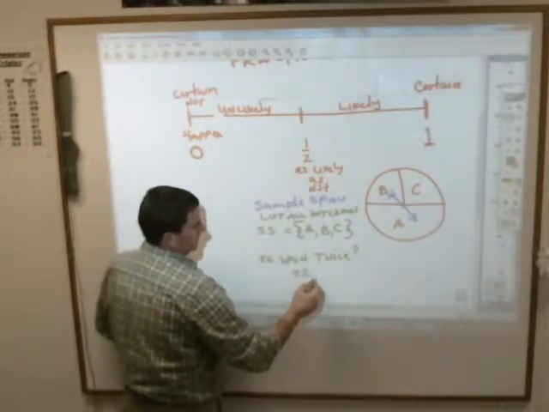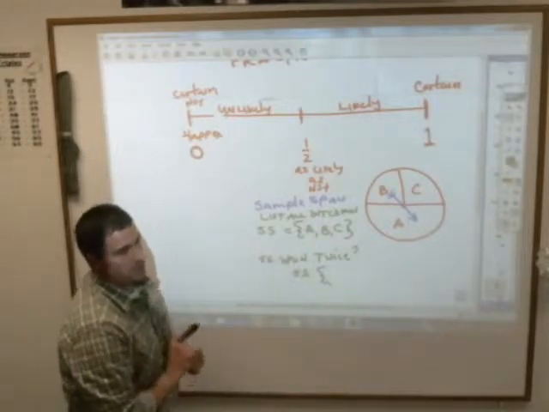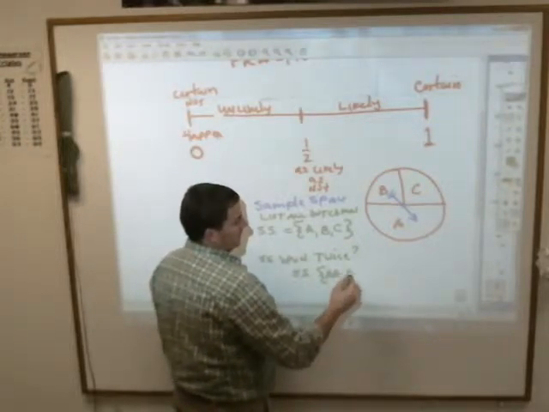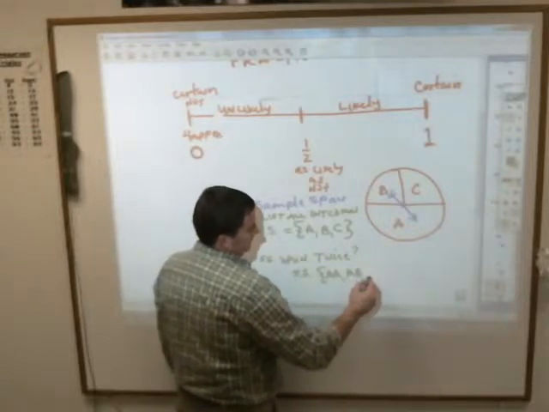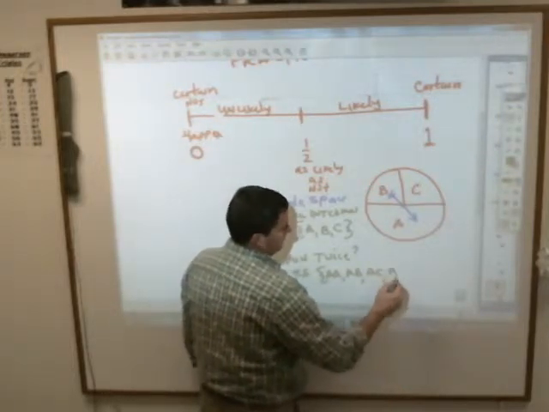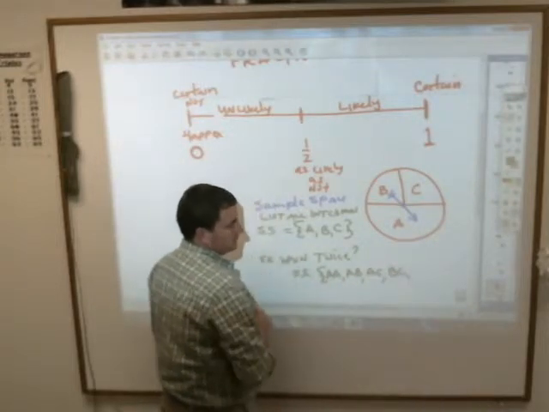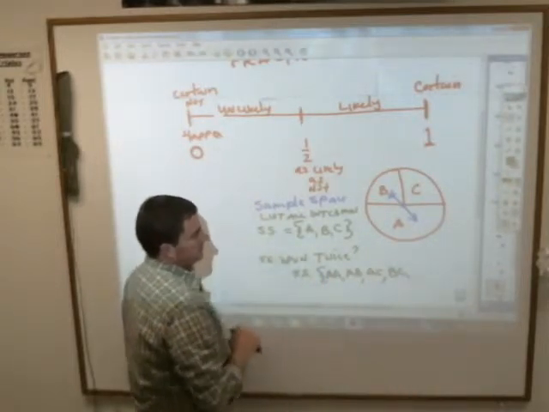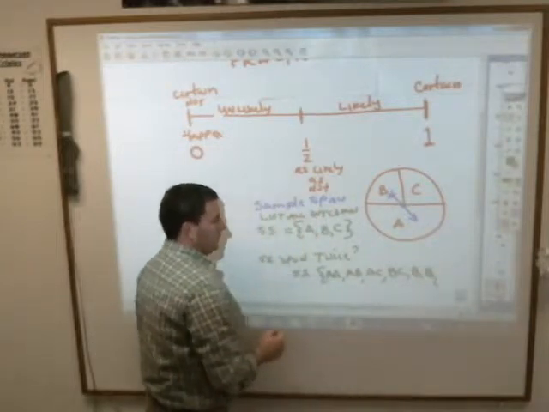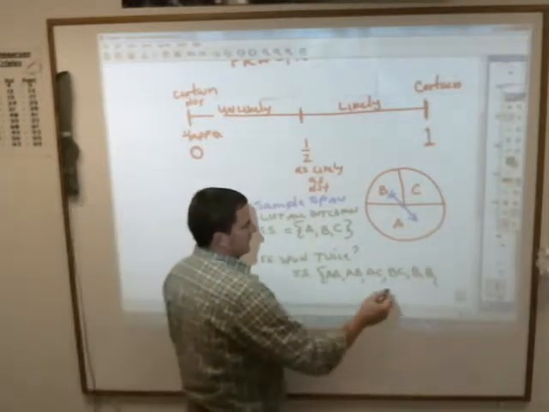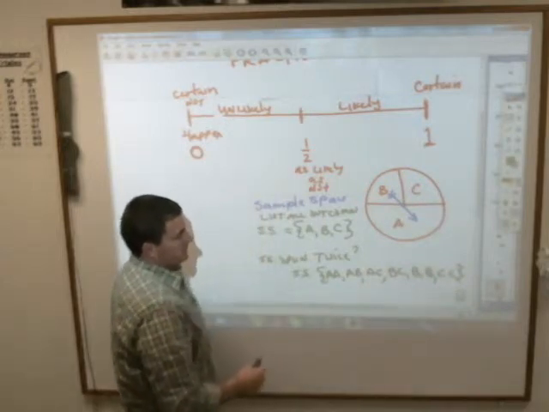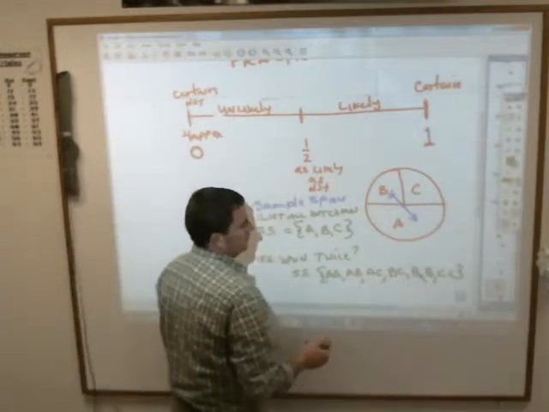Well, in that case, you'd have to list all of these things. What would they be? You could get an A and an A if you spun it twice, an A the first time and an A the second time. You get an A and a B. You could get an A and a C. Then you could get a B and a C. We already had the B and the A over here. What else could we get? We could get a B and a B. What else are we missing? A C and a C. So in that sample space, you'd get 1, 2, 3, 4, 5, 6 different combinations.